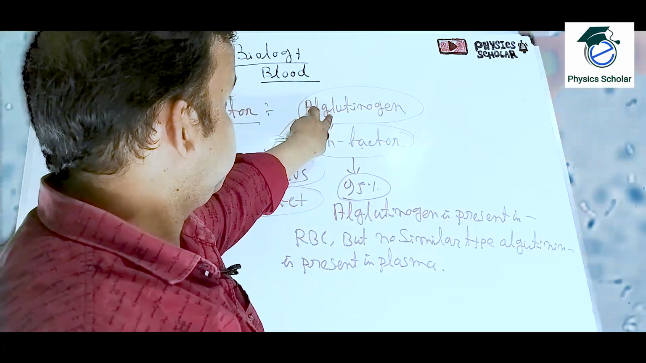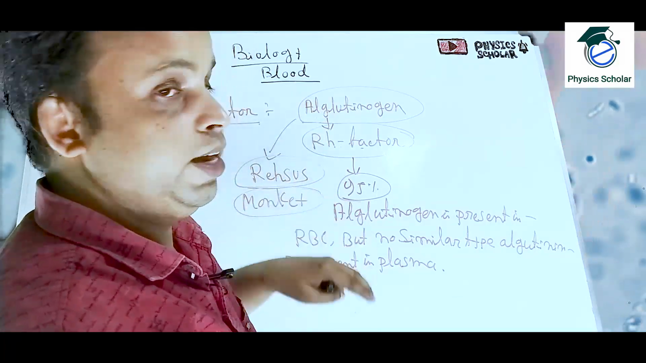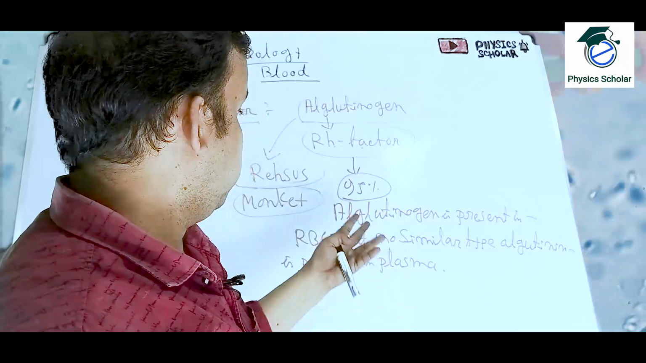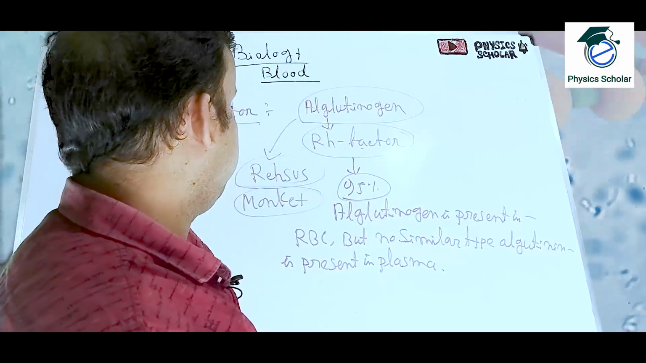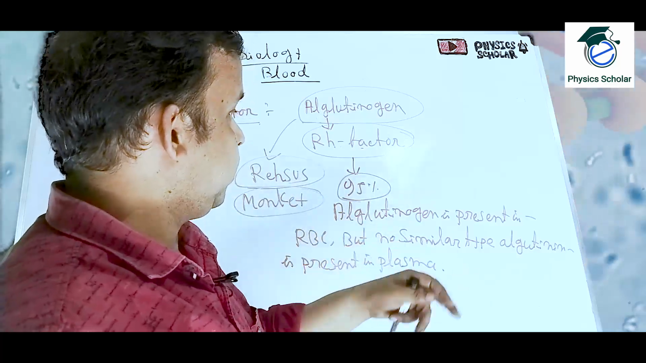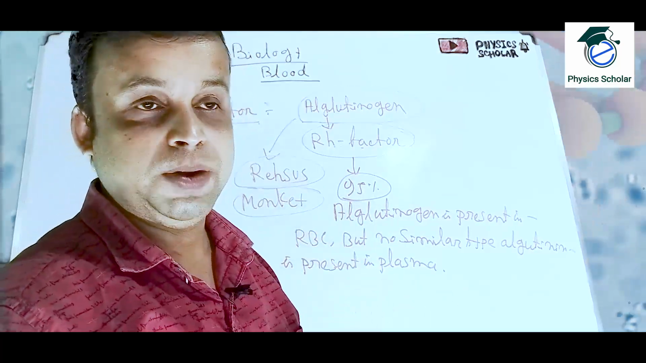So that type of special agglutinogen is present in most cases of humans in its RBC, or red blood corpuscles, but the similar type of agglutinin is not present in plasma.